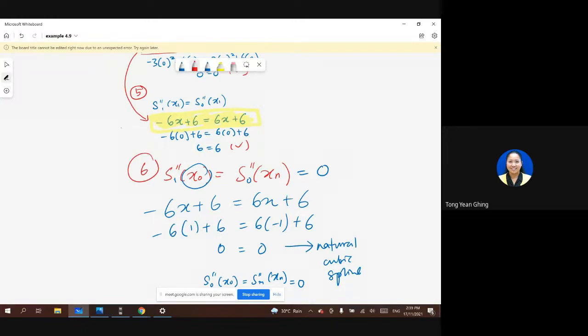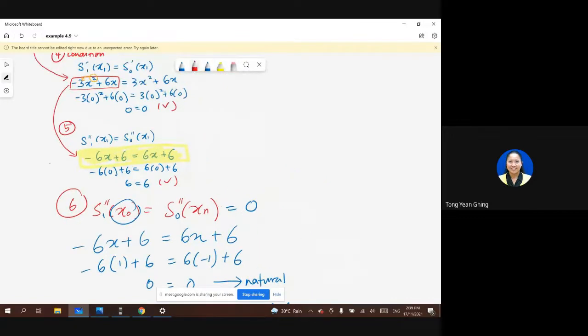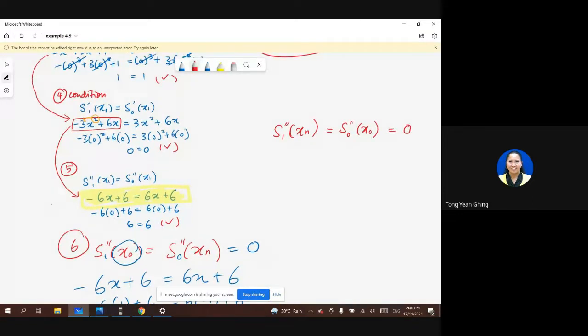Wait, x0 should be, let's say go back to prime. This one should be xn. Okay, equal to S prime, not x0. Okay, it has to be equal to 0. So our x1 double prime, sorry, just now, this one is correct, this one is negative 6x plus 6. This one I copied back, equal to what I took from this one.